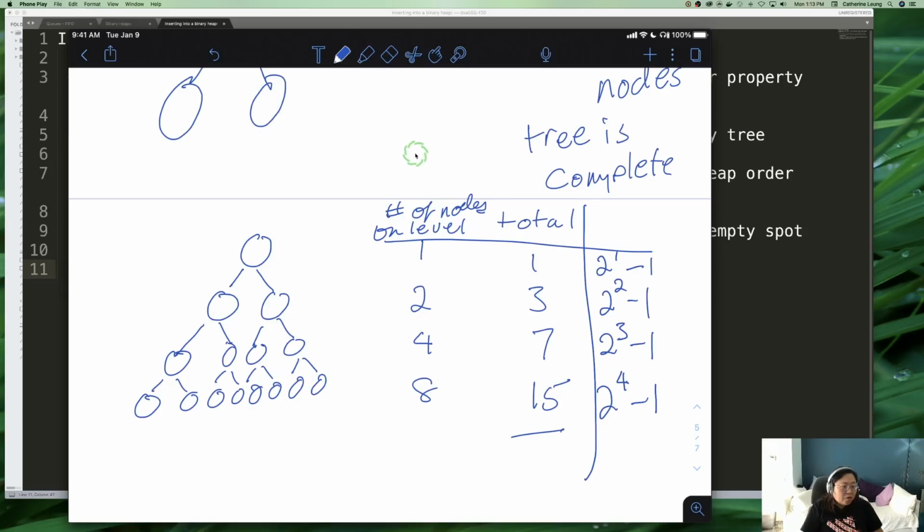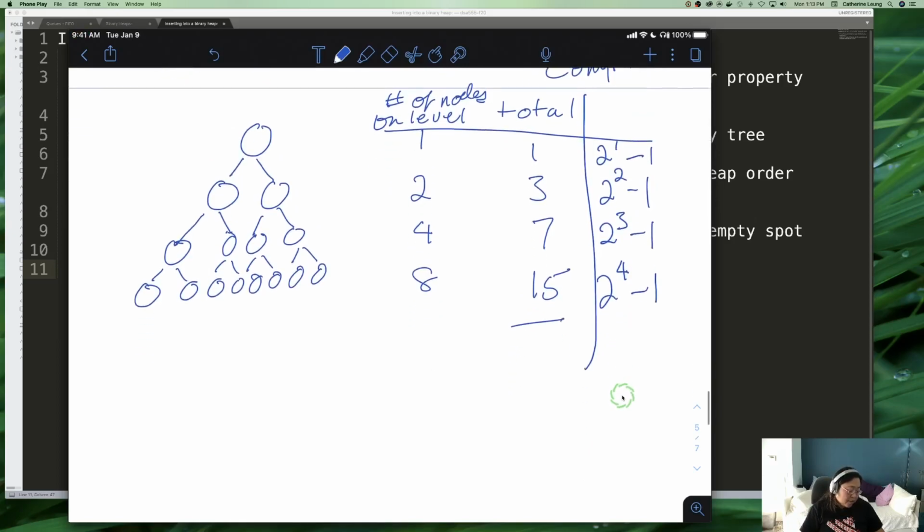Okay? So this formula right here tells me how many nodes there are. It depends on what level I'm on. So if I add another level, I can get up to 31 nodes. If I add another level beyond that, I can get up to 63 nodes in the entire tree. And so the number of levels is the exponent I have to raise 2 to, minus 1, which is why we can say that this is log of n.